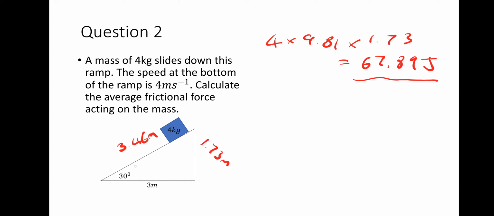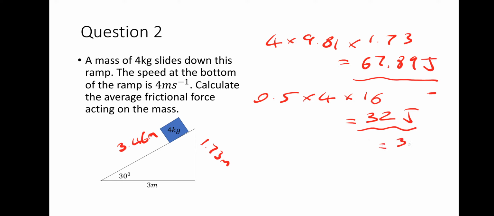And then we can calculate the kinetic energy of the mass at the bottom. So that'll be a half times the mass, 4, times speed squared, and 4 squared is 16. So half of 4 is 2, 2 times 16 gives us 32 joules. So the energy that's missing will have been converted into thermal energy due to the frictional force that's acting on the mass. So we need to do the 67.89 and subtract 32, and that gives us 35.89 joules.